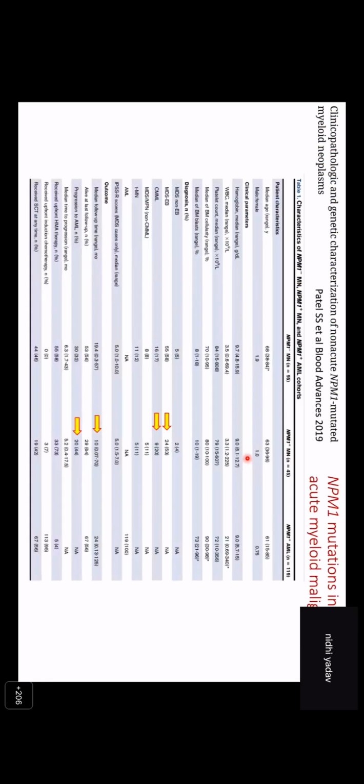So let's go about the theory of this. This is a paper that was published from Dana-Farber, which looked at one of the largest series, 45 patients with NPM1 mutated myeloid neoplasms which were not AML. You can see that most of these patients presented either as MDS with excess blasts or as chronic myelomonocytic leukemia, all right? And you can see that the follow-up was actually quite short. Median follow-up was about 10 months, and 50% of them progressed to AML.